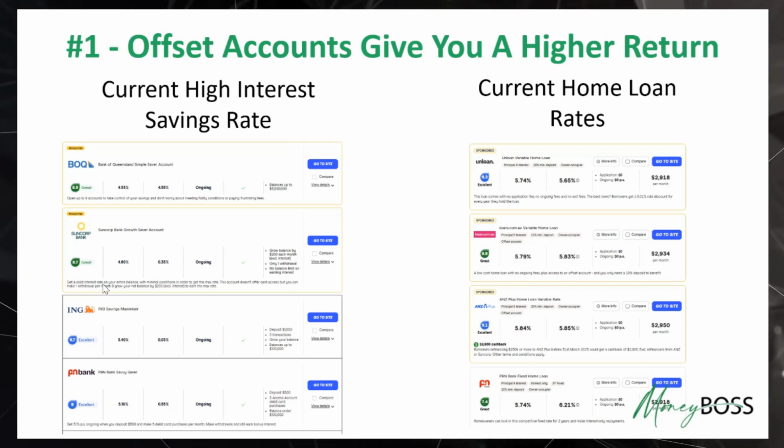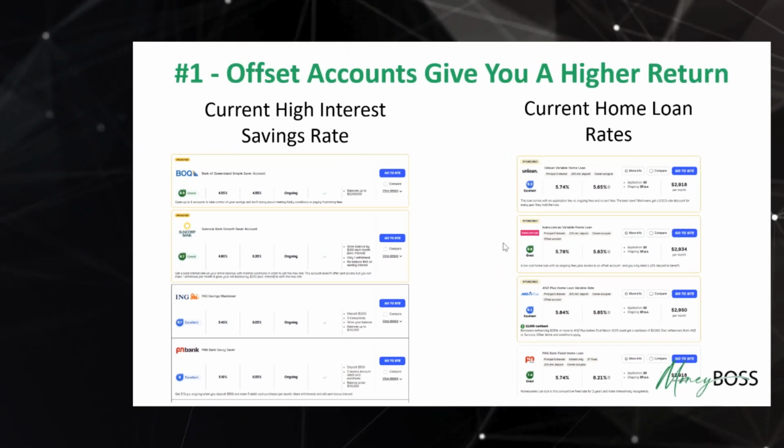If I can save 5.75 to 6% on my mortgage, it's better than earning somewhere between 4.5 and 5.4 on my high interest accounts. The savings overall is much better on my mortgage. So that's the first thing that we need to know.